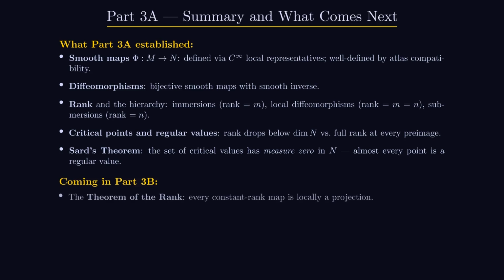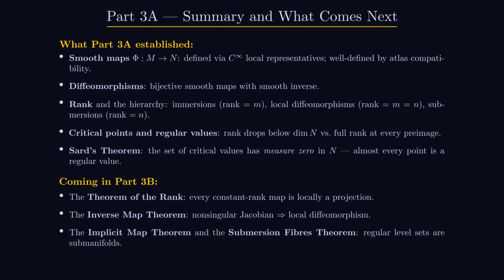In part 3b, we turn from the language of maps to their deep structural theorems. The constant rank theorem will show that every constant rank map is, in the right coordinates, just a linear projection. The inverse function theorem gives us local invertibility from a single non-zero determinant. The implicit function theorem turns equations into smooth manifolds. And the closed graph theorem will tell us exactly when a quotient construction succeeds.